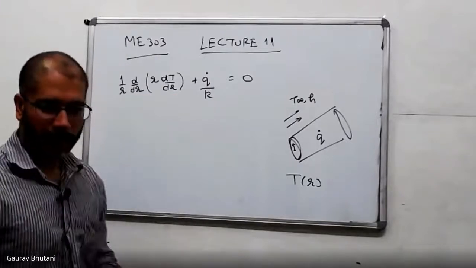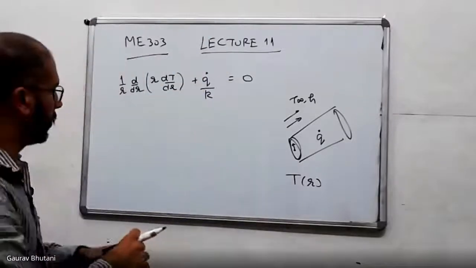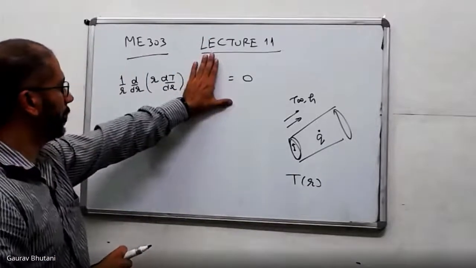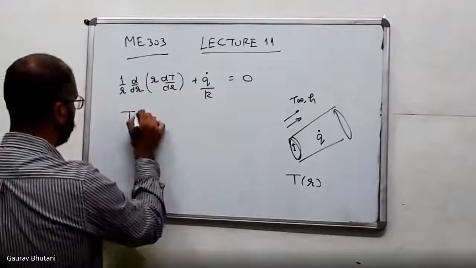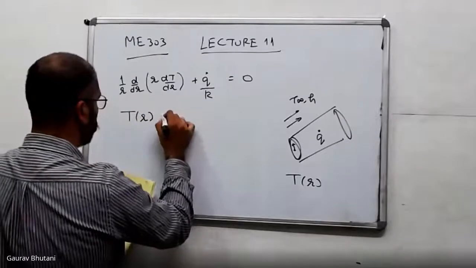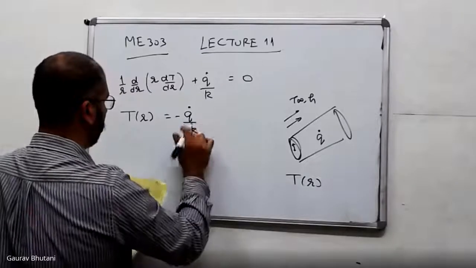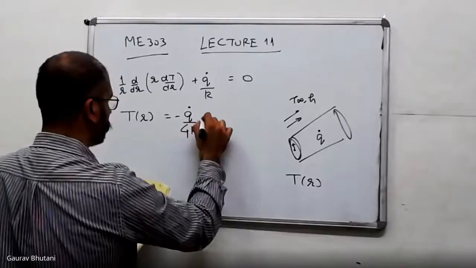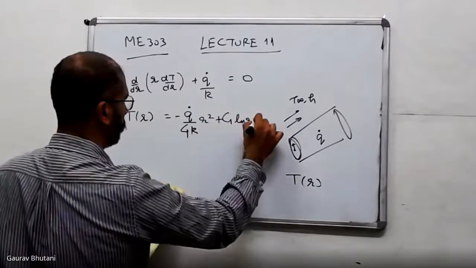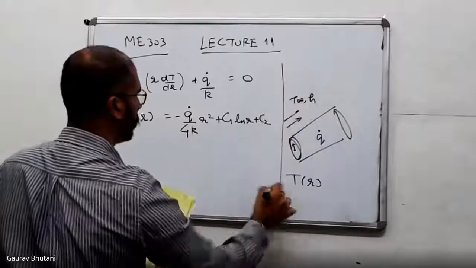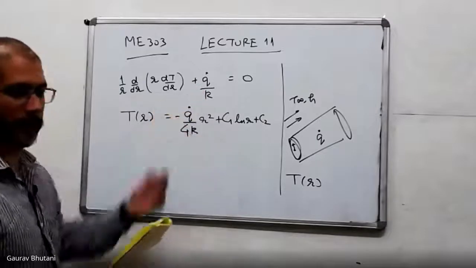All right, again, I won't spend too much time on this. We'll quickly analyze this. Earlier we solved this without the generation part, and now when we solve with the generation, we get the temperature. So you have the Q dot term, and then you have similarly your C1 natural log of R plus C2. So we have this extra term because of the Q dot, which was earlier not there.